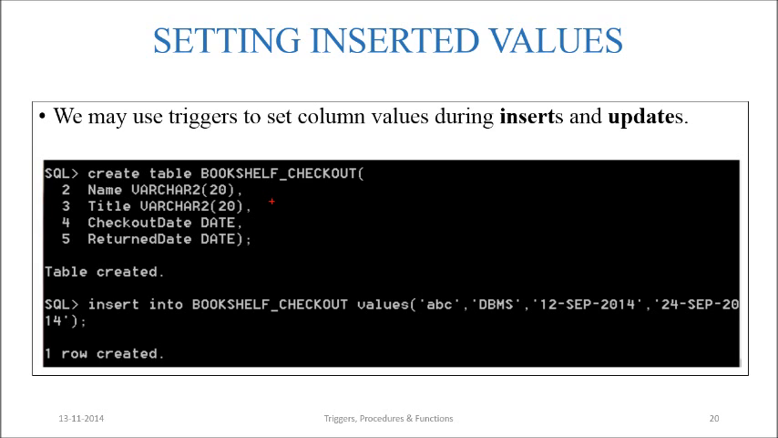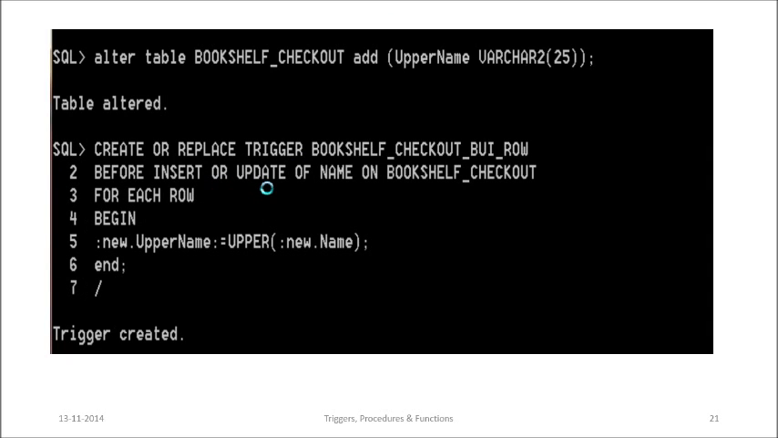To demonstrate the setting of inserted values, here we are going to create a table, that is the bookshelf checkout table, which contains 4 attributes: name, title, checkout date and return date. Then we are going to insert values, that is a name as ABC and title as DBMS and return and checkout date here. Then we are going to alter this bookshelf checkout table, and we are going to add another attribute, upper name.